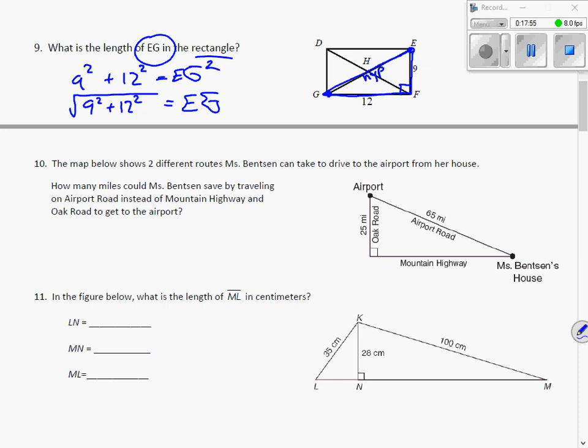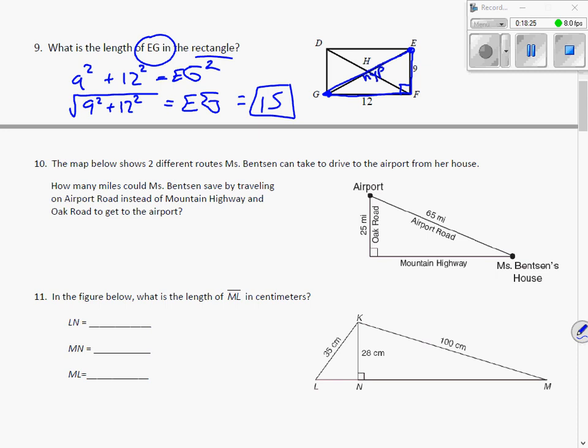What'd you get? 15? 18? I got 15. I did 25 plus 81 equals 225. Okay, we get it. Right. I got 15.